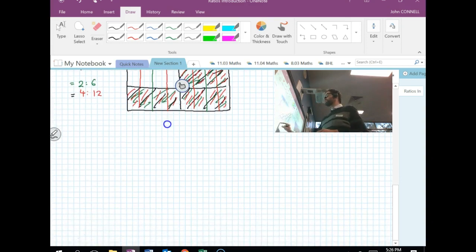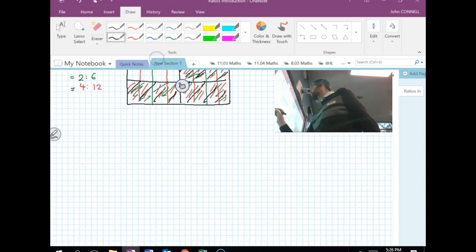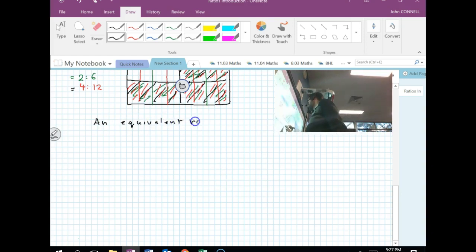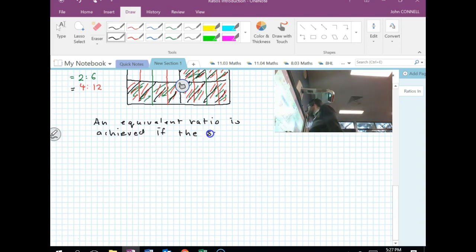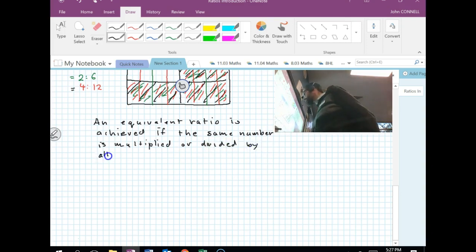So, how do we work between ratios and get equivalent ratios? Well, an equivalent ratio is achieved if the same number is multiplied or divided by all parts of the ratio.